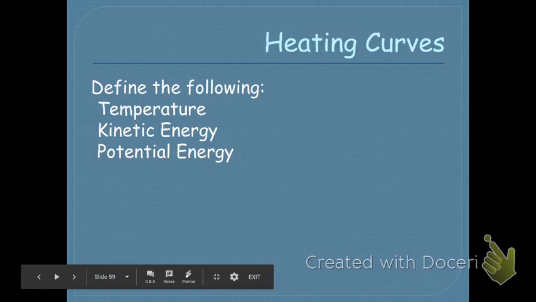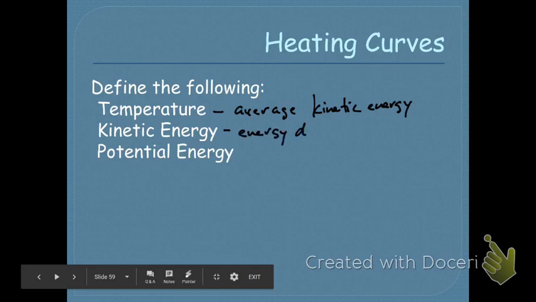Before we start, though, we want to define these three things: temperature, kinetic energy, potential energy. Temperature is just average kinetic energy. So it's the measurement of the average movement of particles. Kinetic energy is the energy due to movement. And potential energy, we can say, is stored energy.